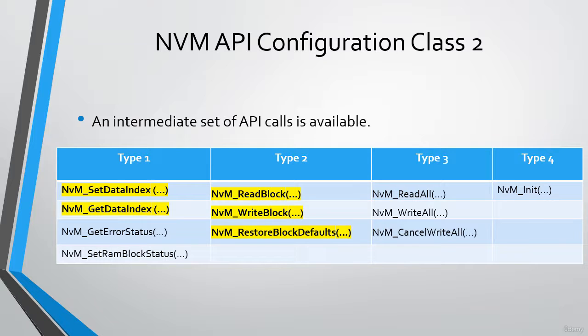So the new APIs that are added are highlighted in yellow here. So you can see in type 1, 2 APIs got added. In type 2, we have 3 APIs. So let's discuss each of them.